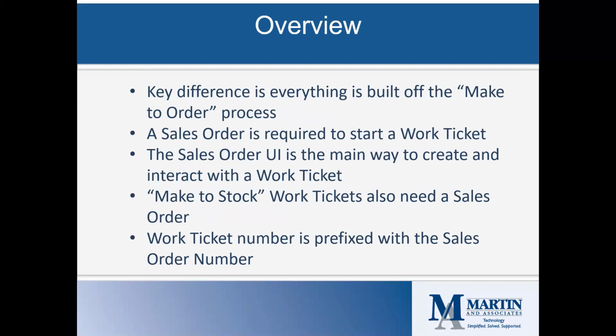So some key differences between operations management and production management and work order: everything is centered around make to order. What this means is a sales order is required for a work ticket. Every work ticket has to start with a sales order. By that, I mean you are literally in sales order data entry, the main sales order menu. While you're creating the sales order, you are presented with some buttons that let you make the work ticket straight from the sales order. That's the primary way you are going to create work tickets.